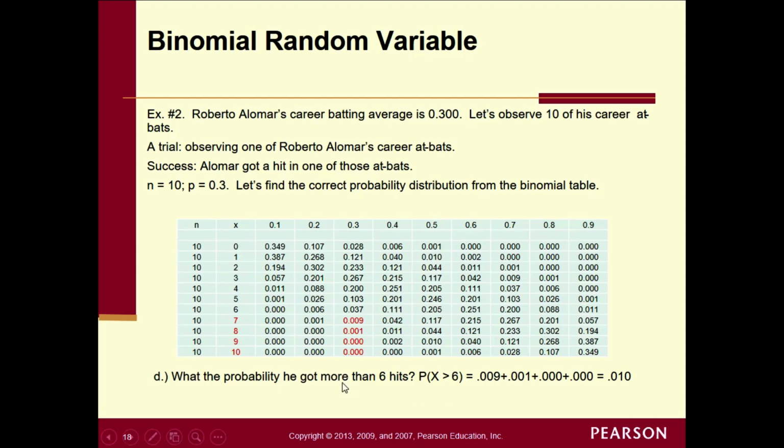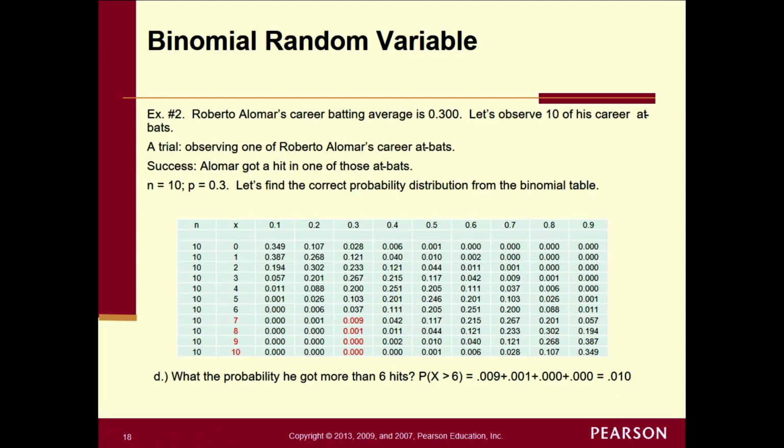Next, what's the probability he got more than 6 hits? More than 6 means what? 7, 8, 9, or 10. Well, we got to stop at 10. You can't have more than 10 successes. You can't have more successes than trials. Okay, so here we got 7, 8, 9, and 10. And we're just going to add those up. And so, as you can imagine, for a baseball player, it's hard to get 7 hits in a row, 8 hits in a row, 9 hits in a row, 10 hits in a row. Okay, so it's a very small chance. It's only a 1% chance of that happening, 0.01.